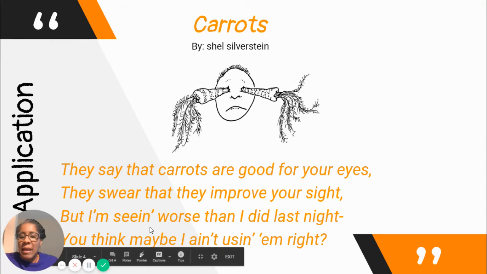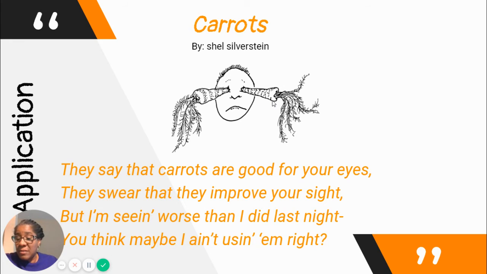But I've been seeing worse than I did last night. You may think I ain't using them right. Clearly, we can't poke our eyes with carrots. So what did the author mean when he said they're good for our eyes? In this case, we do have figurative language being used here. So basically what the poem is trying to present is that if we eat or consume carrots, yes, they will help strengthen our eyes because of the nutrients we receive from them.